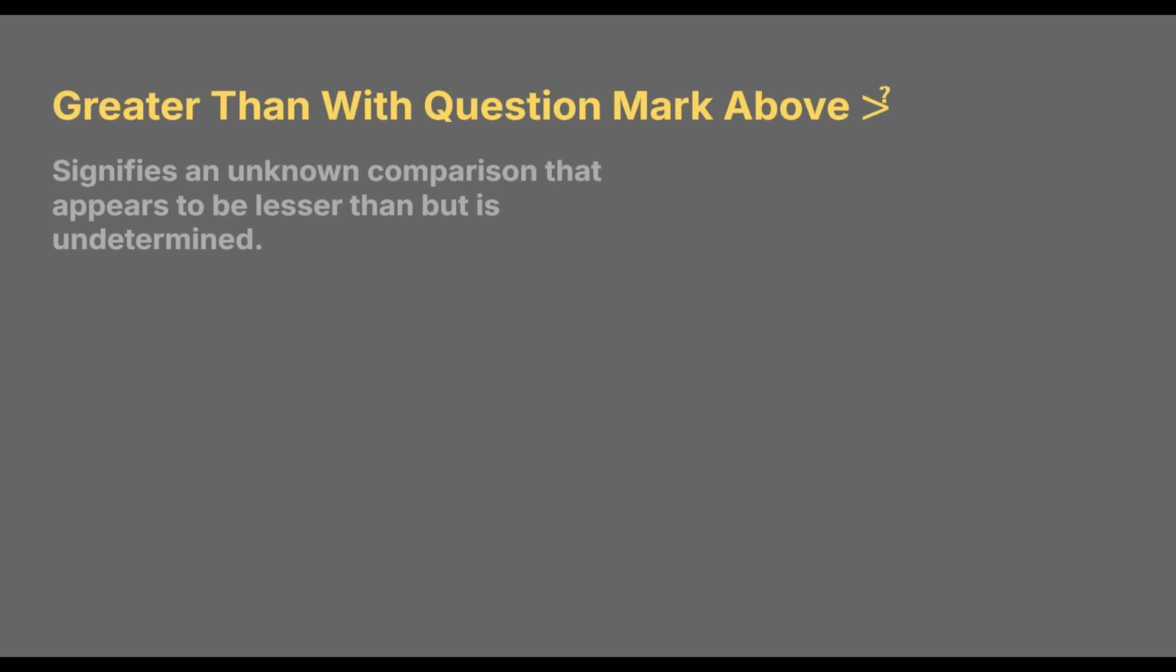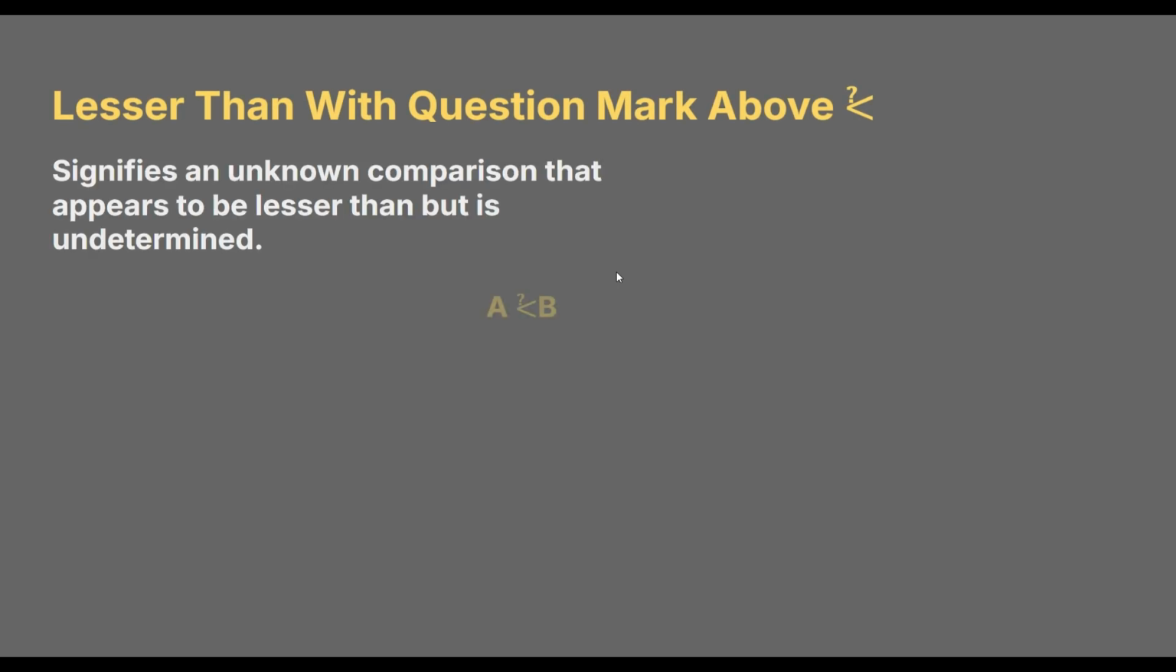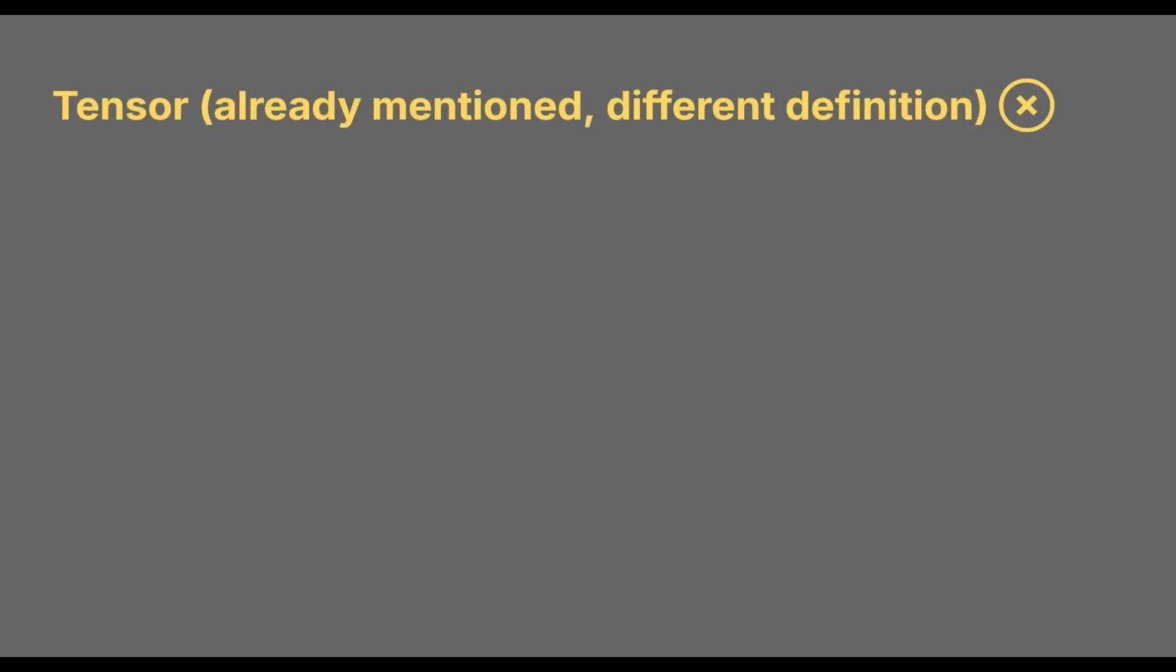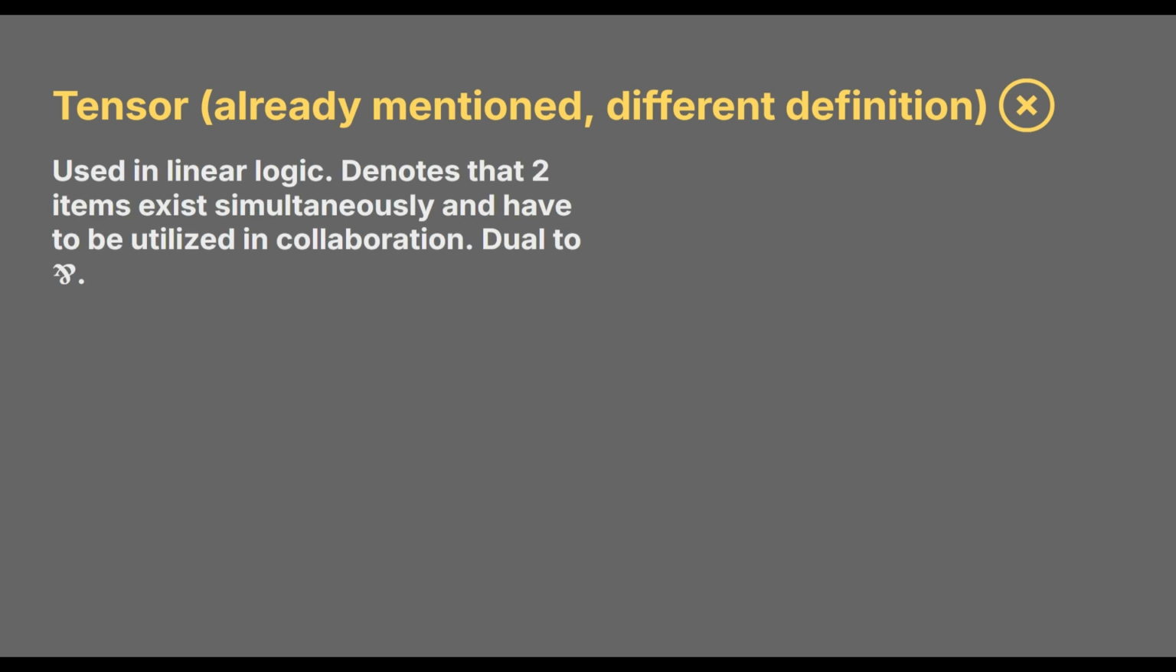Greater than with a question mark above signifies an unknown comparison that appears to be lesser than but is undetermined. Lesser than with a question mark above signifies an unknown comparison that appears to be greater than but is undetermined. Tensor has already been mentioned, but this is a different definition. Used in linear logic, it denotes that two items exist simultaneously and have to be utilized in collaboration.